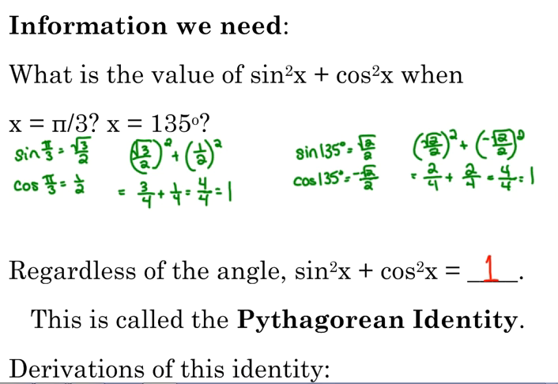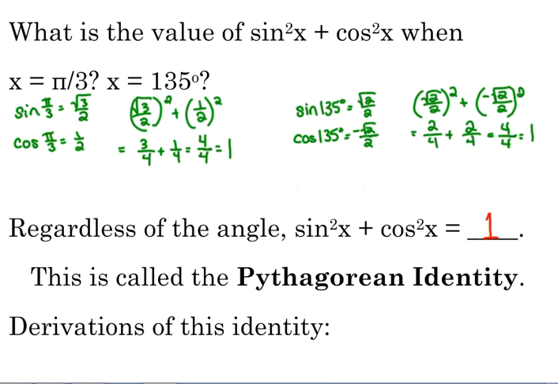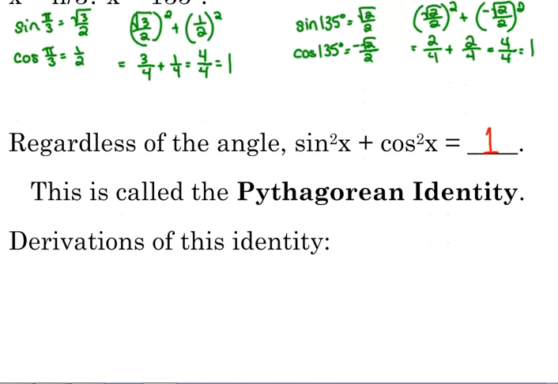I could go through the proof. I'm not going to go through the proof at this time. I probably will later on this semester. But all you need to know right now is that that is equal to 1. So we call this the Pythagorean identity. And the reason why it's named that has to do with how it's actually proven. But all you really need to know is that sine squared plus cosine squared is equal to 1.